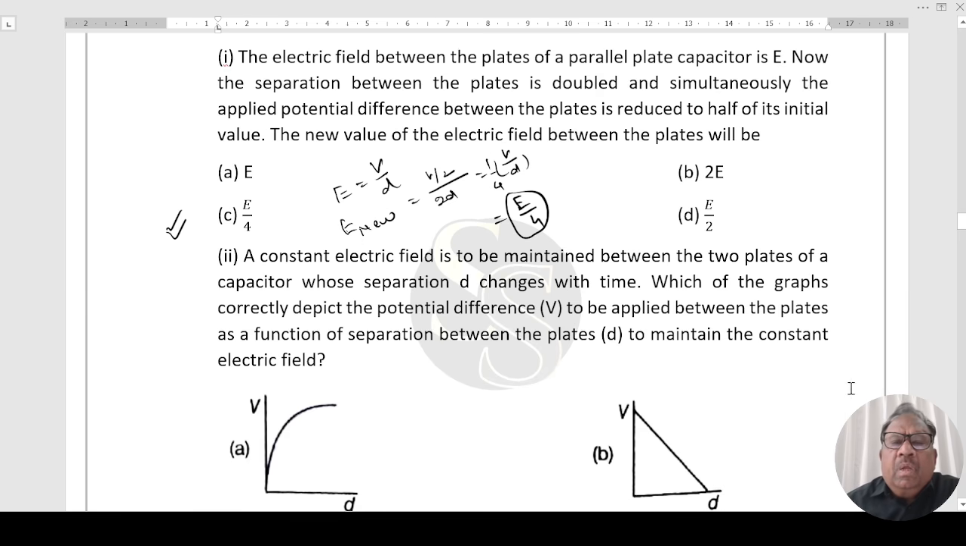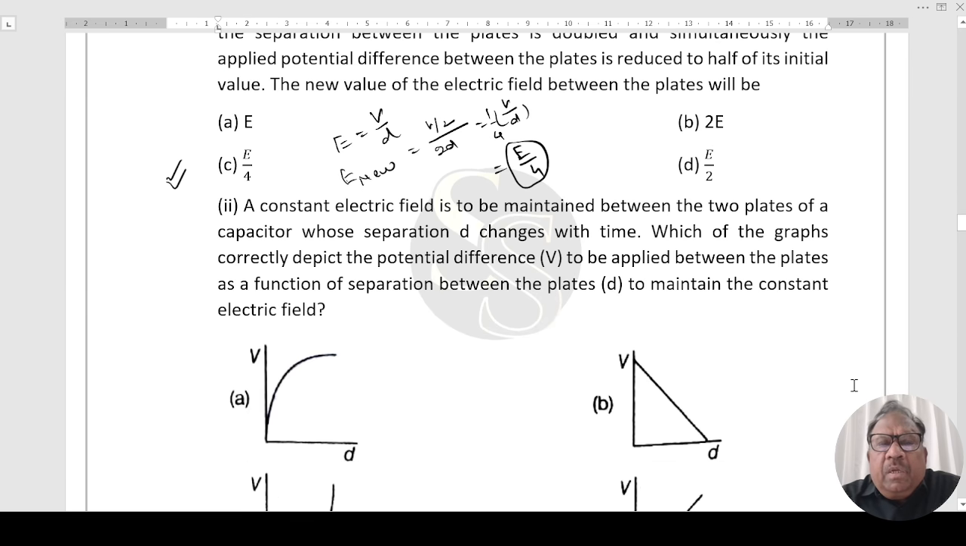Right? Now the second part: a constant electric field is to be maintained between the two plates of the capacitor whose separation d changes with time.